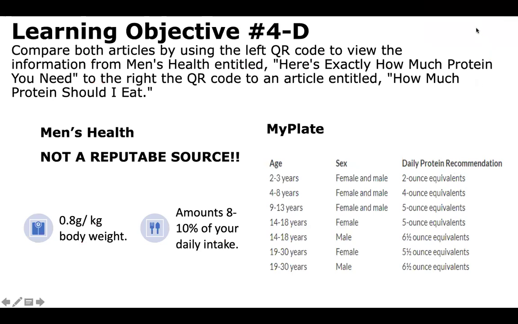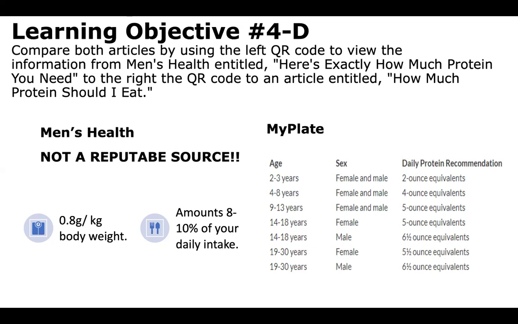So learning objective 4D, compare both articles by using the left QR code to view the information from Men's Health entitled, "Here's exactly how much protein you need." To the right, the QR code to an article entitled, "How much protein should I eat?"